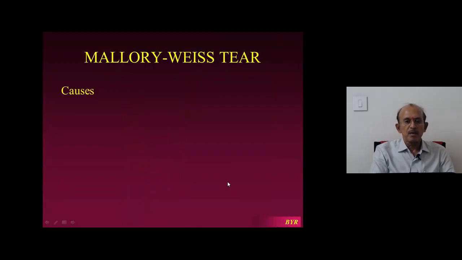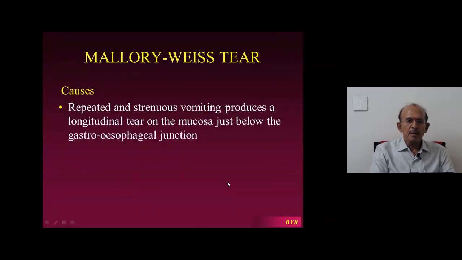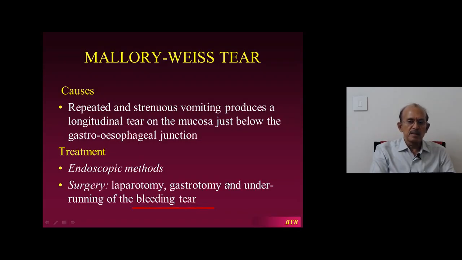Mallory-Weiss tear. Repeated and strenuous vomiting produces a longitudinal tear on the mucosa just below the gastroesophageal junction. So there will be a tear on the stomach on the lesser curvature side just below the gastroesophageal junction. Treatment, endoscopic methods, that means injection of adrenaline. If it's not successful, do surgery, that means do laparotomy, do gastrotomy, then underrun the bleeding tear. So the tear should be sutured.